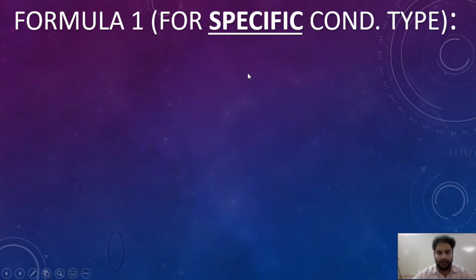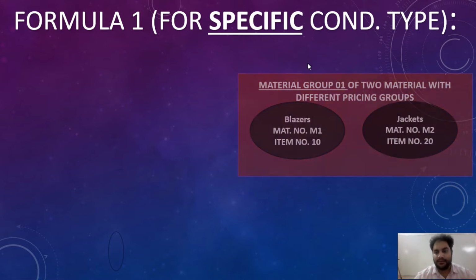First of all, formula number one is for a specific condition type. That means we will take into account only one condition at a time. Okay, let us see the simulation.